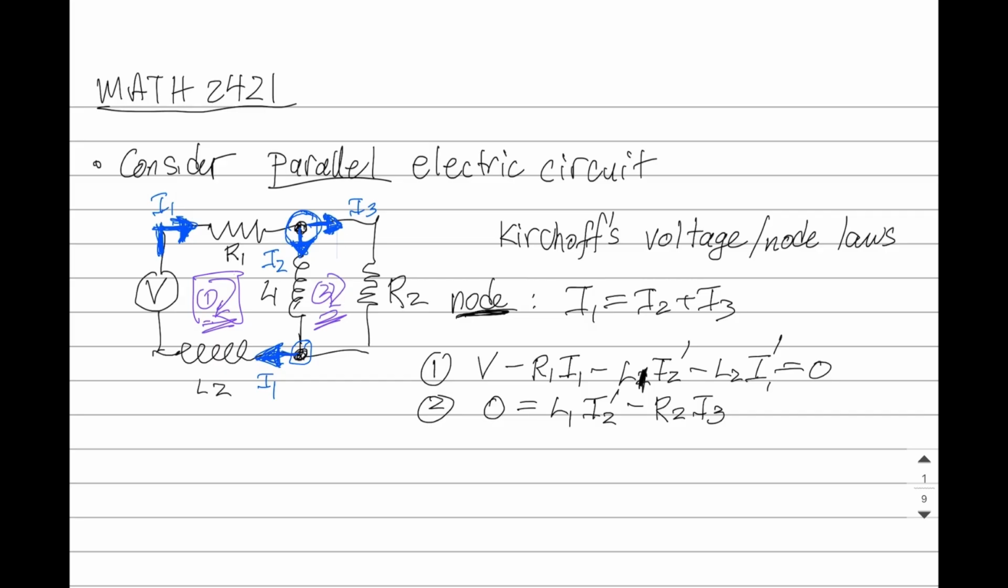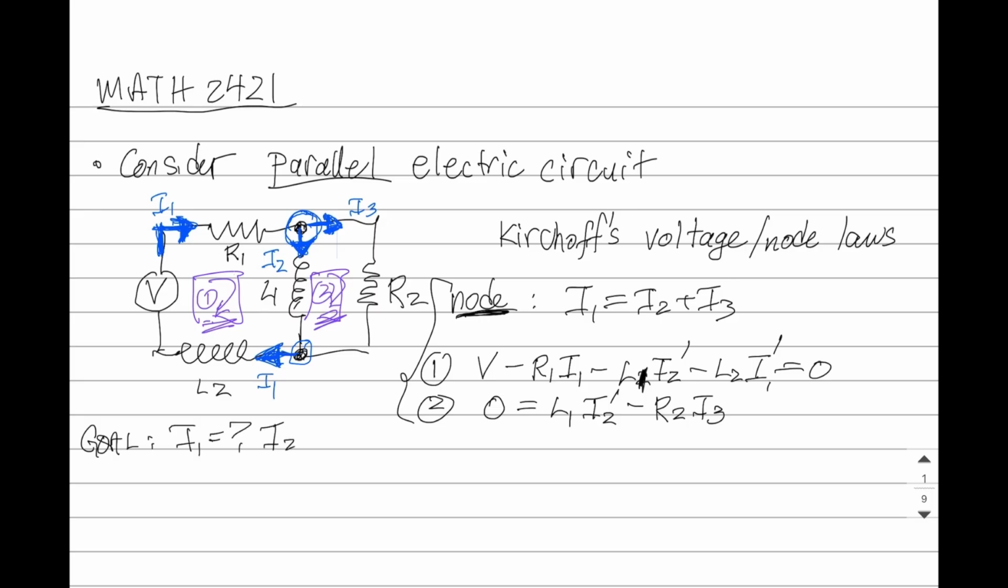Now in the second loop, if you follow the normal rules, you will have no voltage source, so there's a 0 there. You could go across, let's say follow I3. You would lose voltage across the second resistor, so you'd have R2 I3. But because you're going in the opposite direction in the other one, you would gain it across L1 I2 prime. Now our goal here would be to say, what are all of these currents?